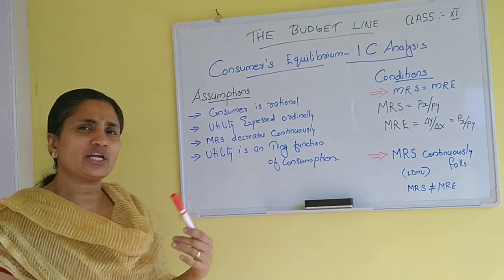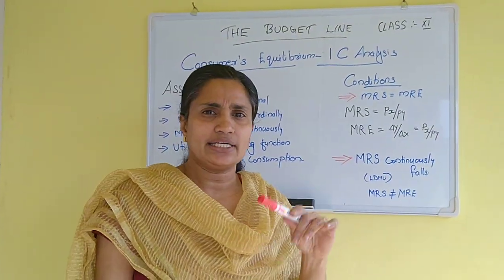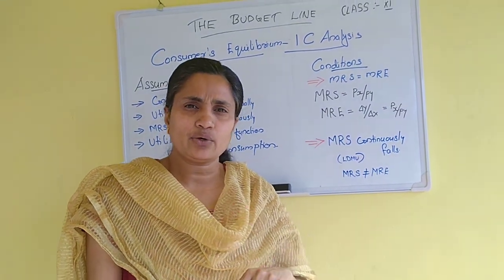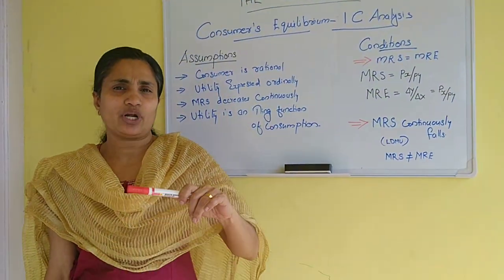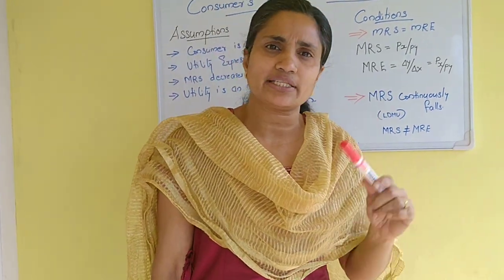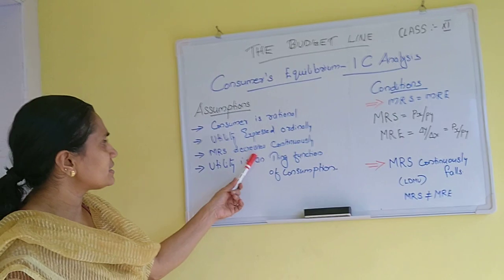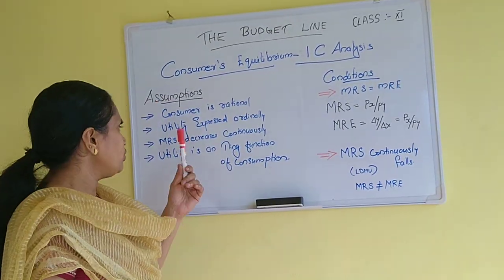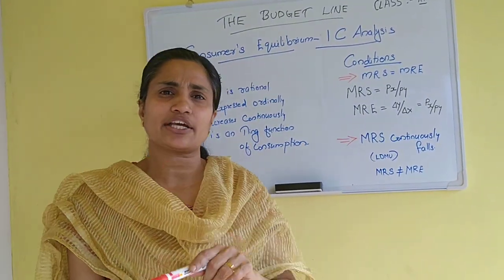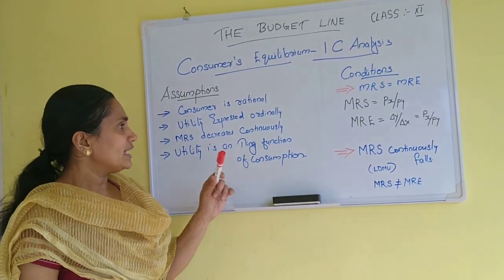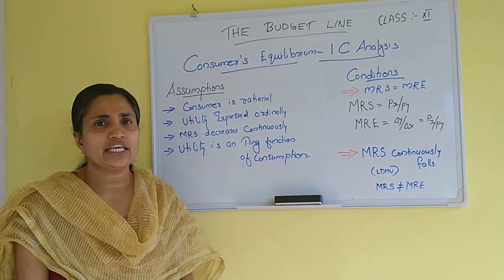Ordinal means that we cannot measure in terms of number. Okay, cardinal or ordinal, the main difference is one is measured in units, another one is measured in the position or the ranks. Another one is MRS decreases continuously. What do you mean by MRS? Marginal rate of substitution. We are substituting one for the other, that is decreasing continuously.